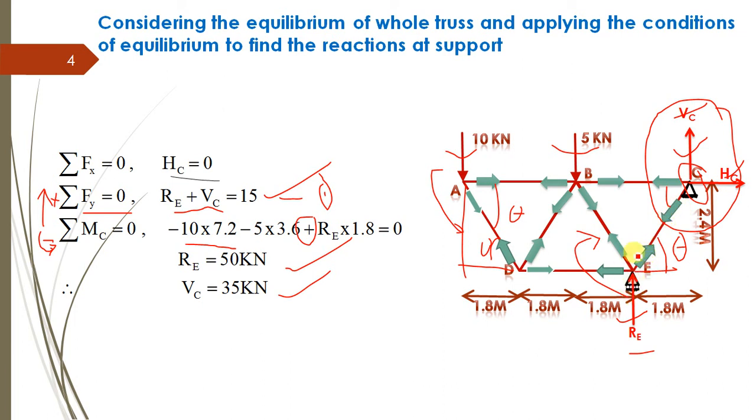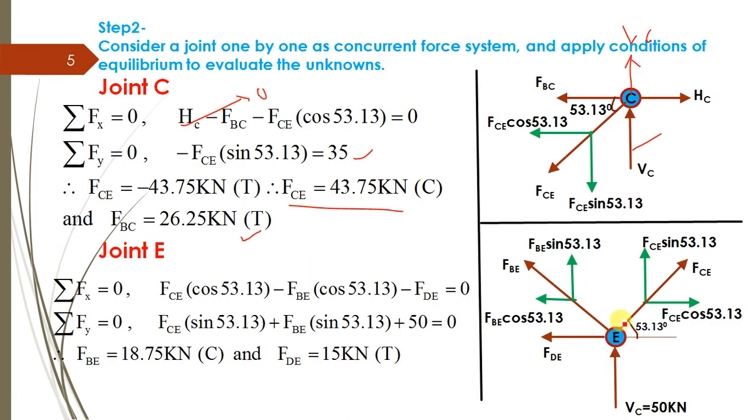So here now at joint E, this is known to us. Already we have found out. This is known to us because just before we have found out these two are known, so only unknowns are two. So we can solve this joint E also. Draw the free body diagram of joint E. So this is the free body diagram of joint E.